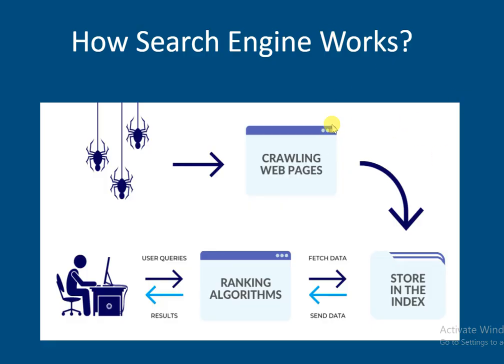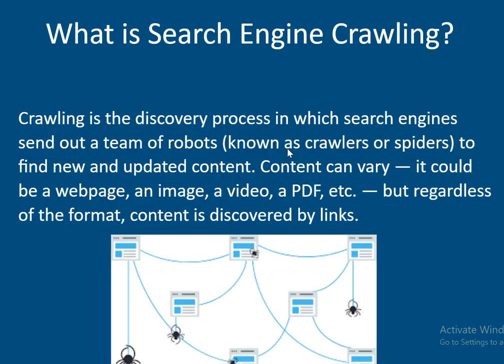When it comes to how a search engine works, there are three steps. The first one is crawling, the second one is storing or indexing, and the third one is ranking. We will see them one by one. First we will see crawling. What is crawling?